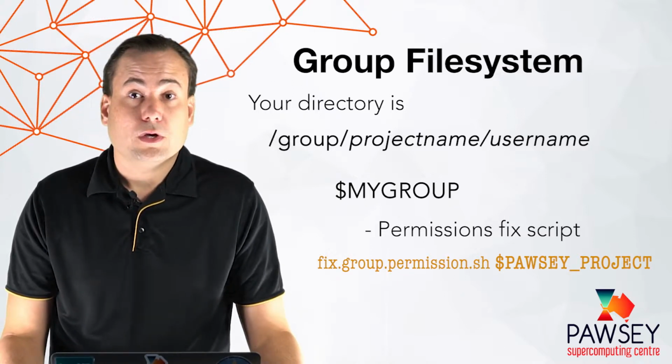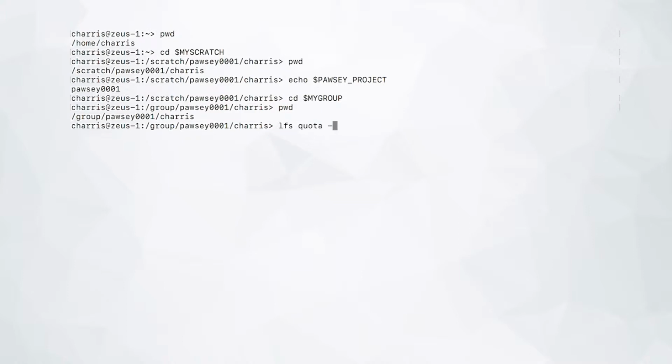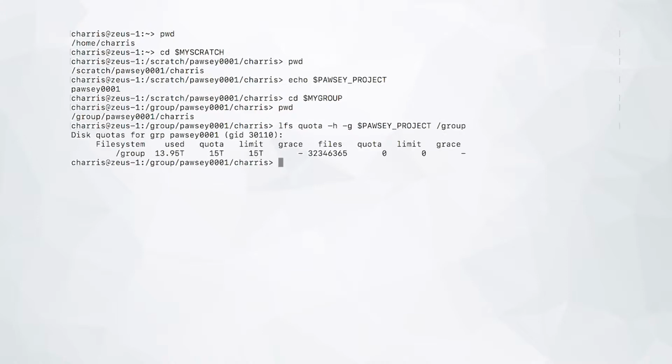So here I can move into my project's group directory using cd and the mygroup environment variable. The current path is again shown with the present working directory command pwd. You can see my project's group quota using lfs quota -h -g, your project name, and /group. In my example, this group has used 14 terabytes of the 15 terabytes available quota. Note that while the 1 terabyte quota is the default, the quota can be increased if there's a legitimate need.